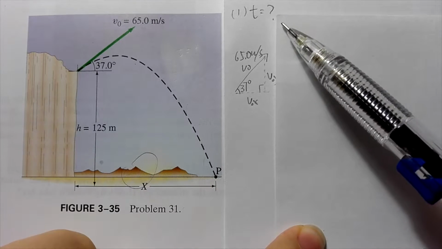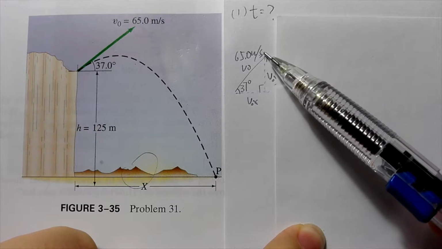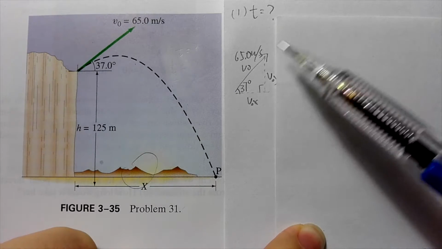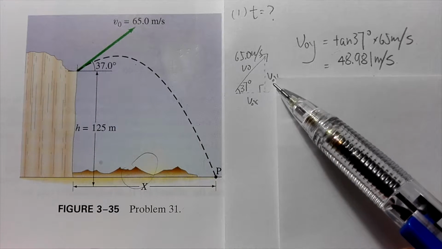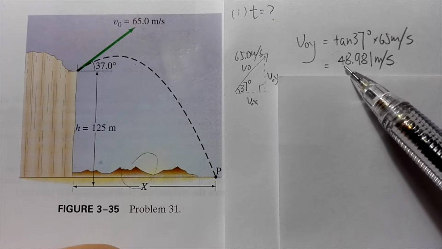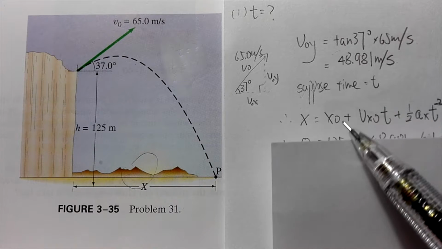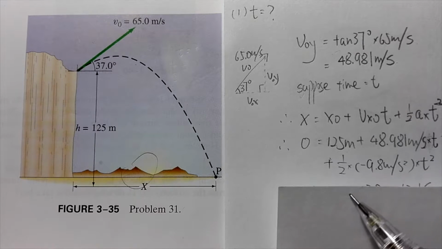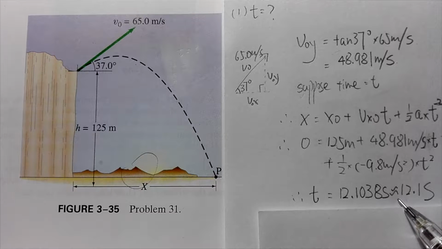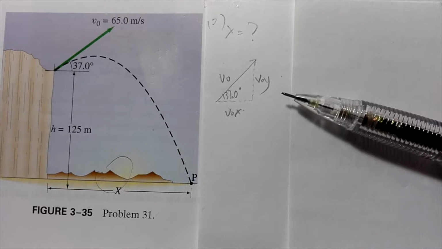To solve for the time, first of all, we can draw a triangle to separate the velocity into velocity y and velocity x. The velocity y equals sine 37 times 65 meters per second, which is equal to this. We suppose time equals t, so we get an equation like this. Putting the values in, we can solve the result. It is this. So our time equals 12.1 seconds.